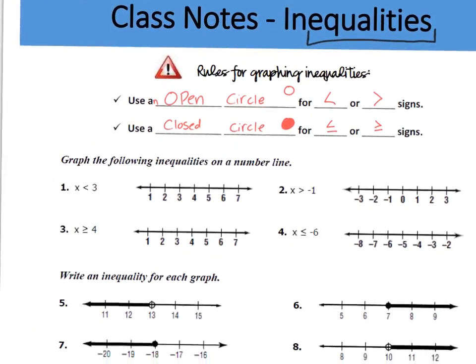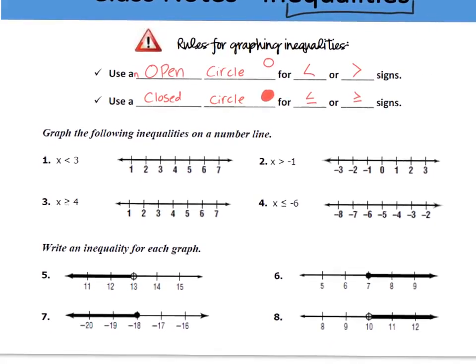So when we go to graph inequalities on a number line, again, I'm going to use a red pen to notate what is new. Inequalities are like equations, but instead of an equal sign, we have this inequality sign. It's a less than sign. So x is less than 3. I'm going to write that out. X is less than 3.